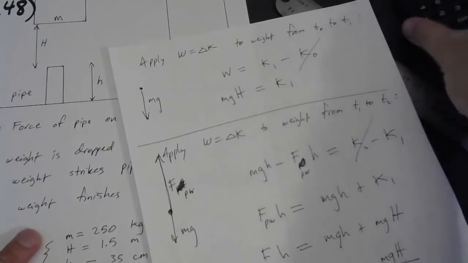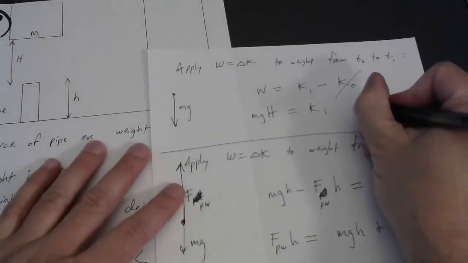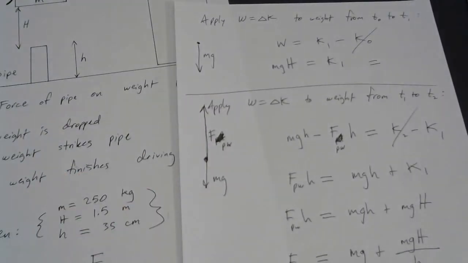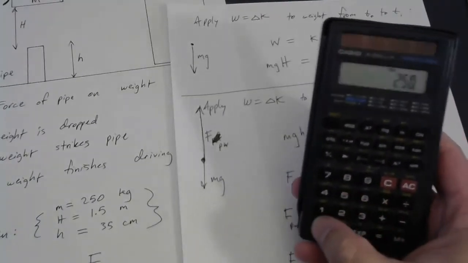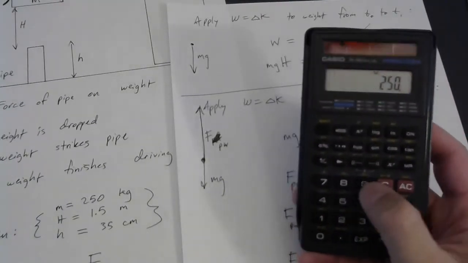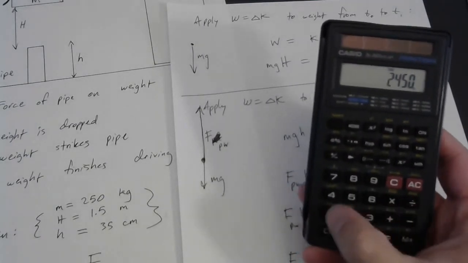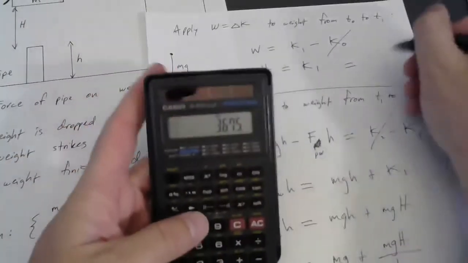Great, let's move on, because now we know what kind of energy we're talking about, and I may as well evaluate that off to the side here. Let's figure out just how much energy this thing has due to the work done on it by gravity. If I take the 250 kilograms of the weight, multiply by 9.8, and then multiply by the height of 1.5 meters, I find that this thing has 3675 joules.